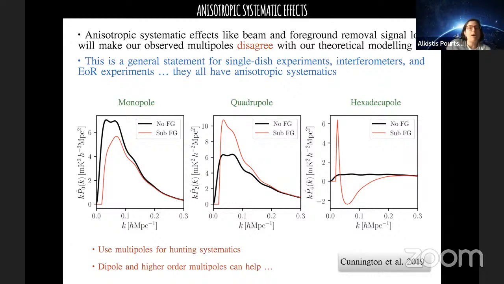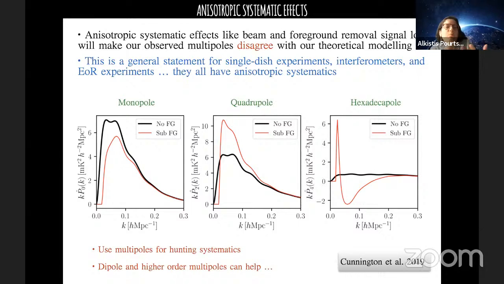When you go to intensity mapping, we do know that we have anisotropic systematic effects. For example, in single dish experiments, the effect of the beam basically dominates the angular scales. So it is anisotropic a priori. The foreground removal signal loss dominates the radial scales. So also this is anisotropic. And this basically means that if you do the multipole expansion, if you work with monopole, hexadecapole, quadrupole, and all this stuff, your observed multipoles will disagree greatly with your theoretical modeling.